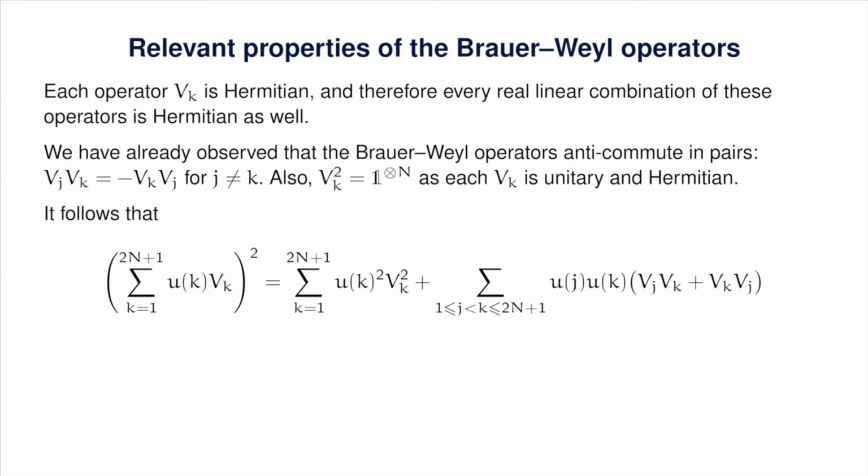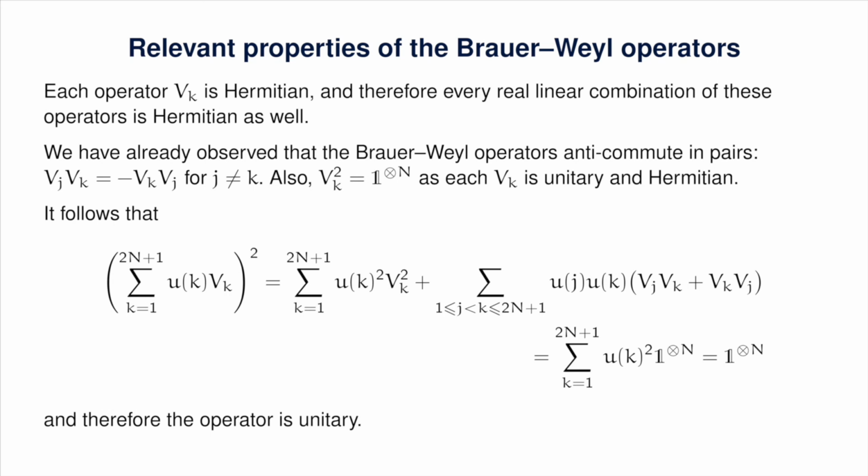By the anti-commutation of the Brauer-Weyl operators, the second sum must be 0, and the first sum simply evaluates to the identity by the fact that u is a unit vector and every Brauer-Weyl operator squares to the identity. So, the operator given by the linear combination times its own adjoint is the identity operator, and therefore it's unitary.